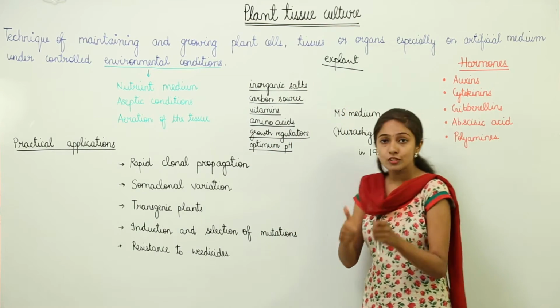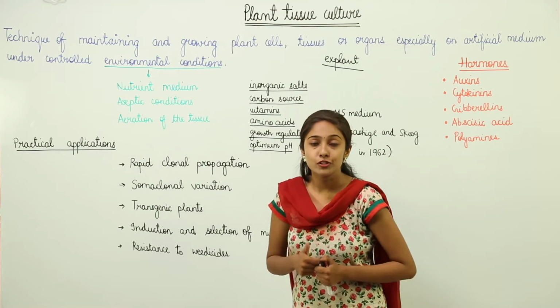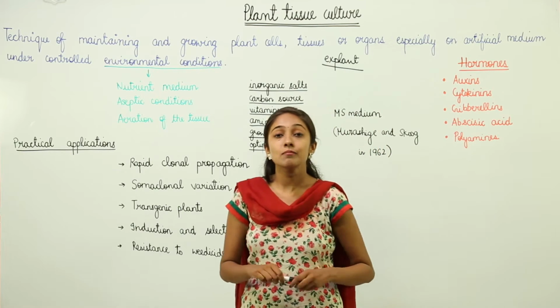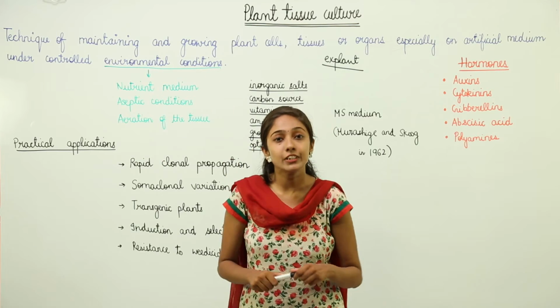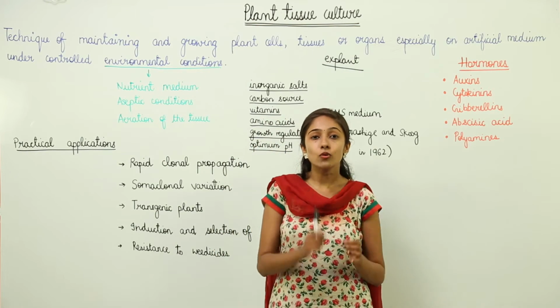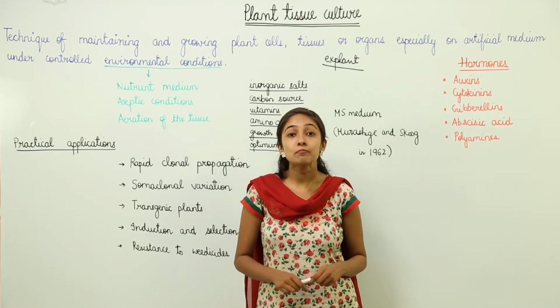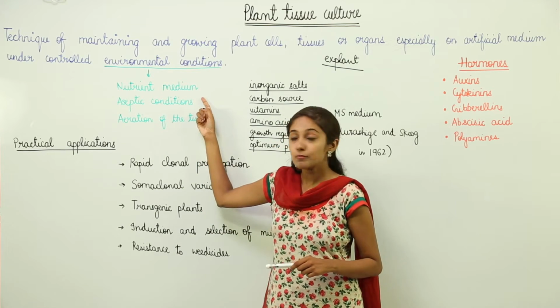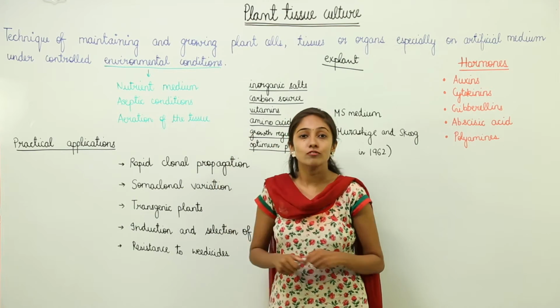So first of all, remember, we are providing artificial medium. Secondly, we are giving them controlled environmental conditions. When we talk about controlled environmental conditions, they are namely three: nutrient medium, aseptic conditions and aeration of the tissue.